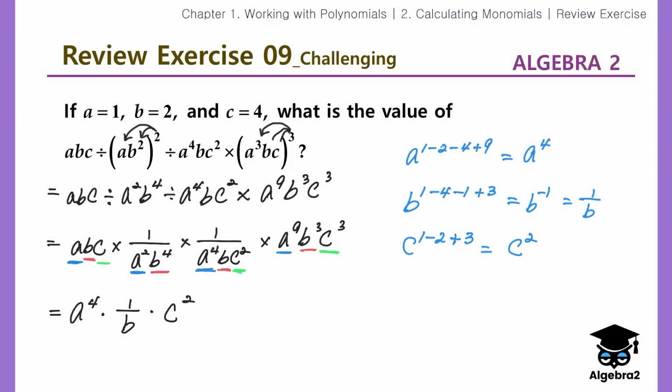So we're going to substitute these numbers right here: 1 for a, 2 for b, 4 for c. So that is equal to 1 to the 4 times 1 over 2 times 4 squared. So that is equal to 1 times 1 over 2 times 4 squared, which is 16. So the answer is 8.